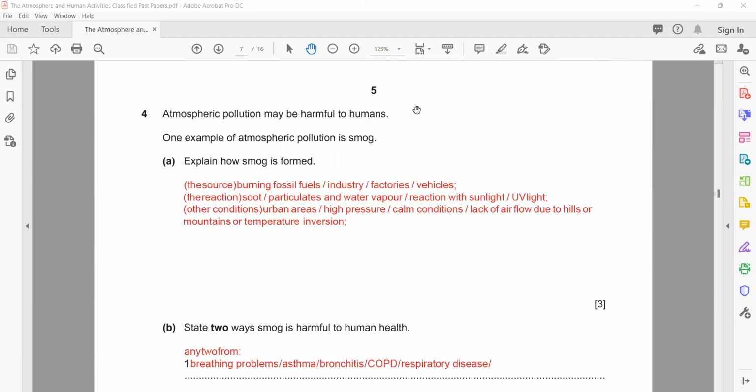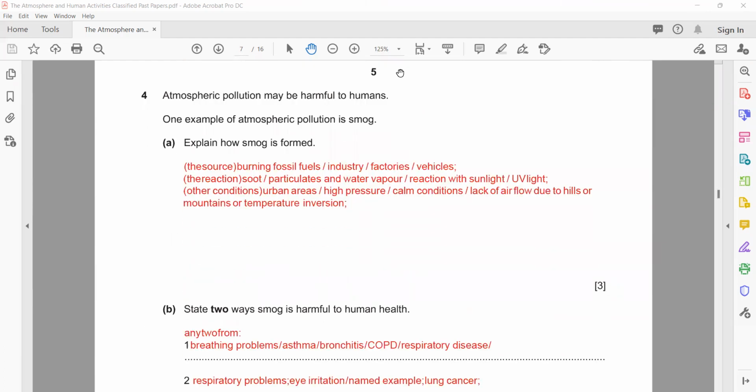Okay. After that, atmospheric pollution may be harmful to humans. One example of atmospheric pollution is smog. And the last thing we discussed, what is smog? If you remember, I told you that if there is only water vapor in the atmosphere, that is known as fog. Fog, maybe you saw in winter, makes visibility become less.